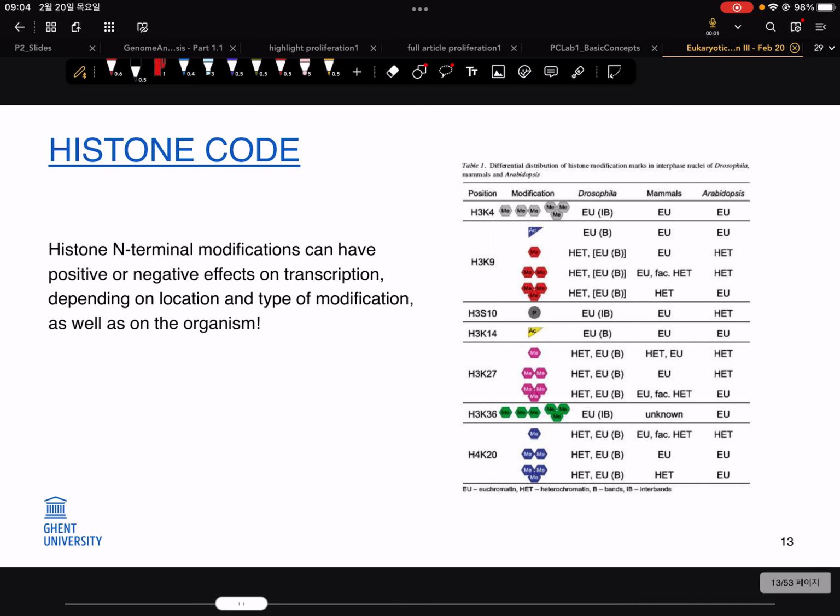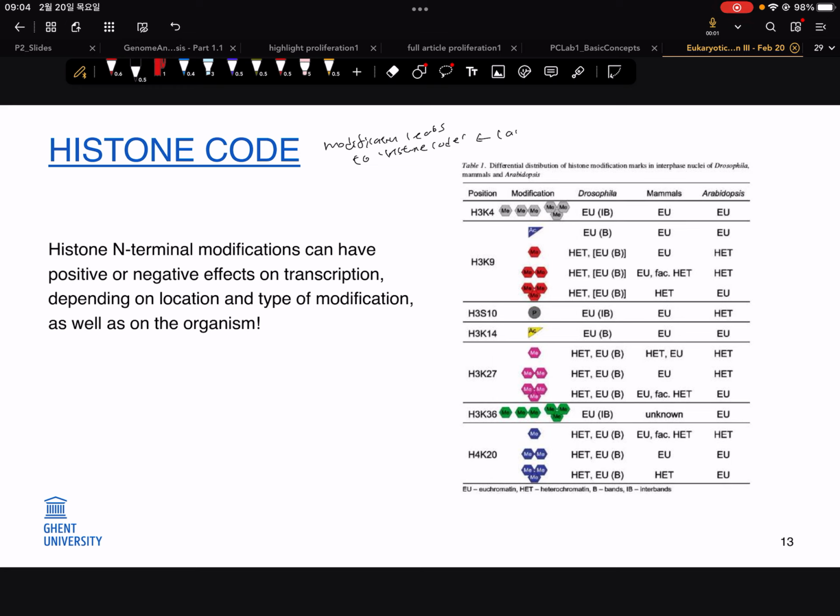So all these modifications lead to something that we call the histone code. Each histone is modified in some sense, and it's a kind of code that we can try to decipher. All these N-terminal histone modifications can have effects on the transcription of the genes that they are bound to. The histones are not the genes, but they are bound to specific regions of the genome, so they can have an effect there on the transcription of the connected DNA. But the histone code is not easy to decipher.